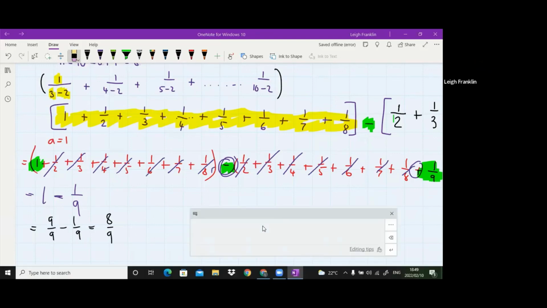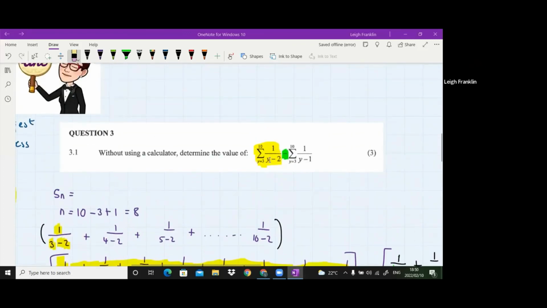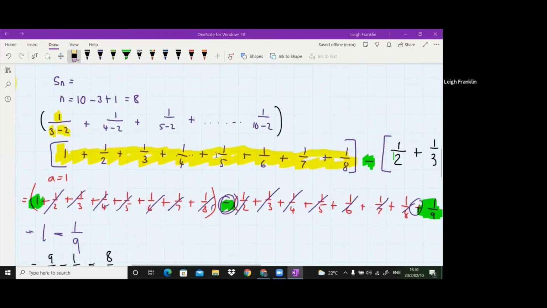The 8 over 9 is the answer to what? Yes, so the answer is 8 over 9. That's the answer to the question. All right, so when we add, because what we were doing is we were adding numbers and then we were minusing another set of numbers that we added together. So it was a sum minus a sum.